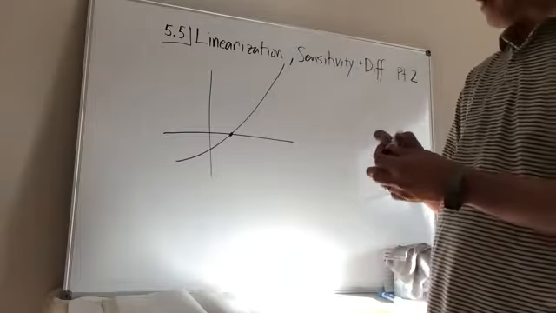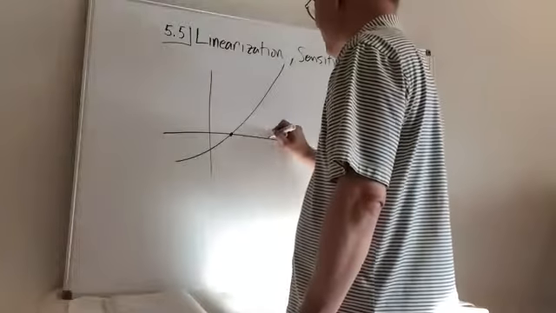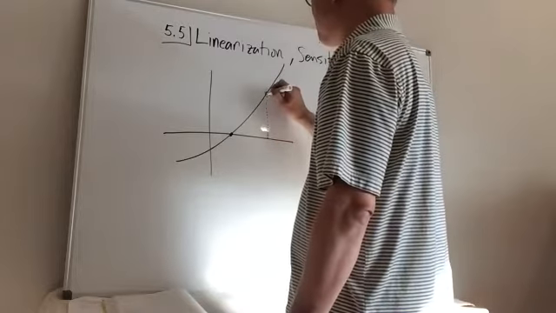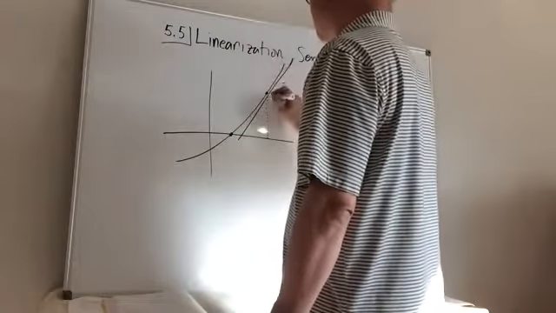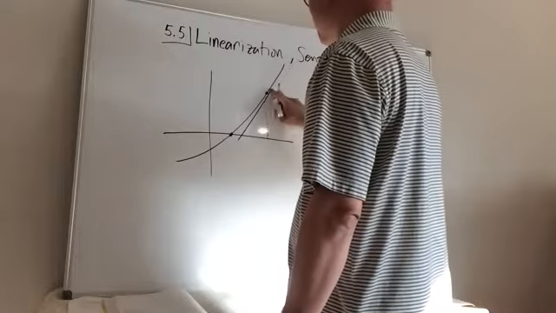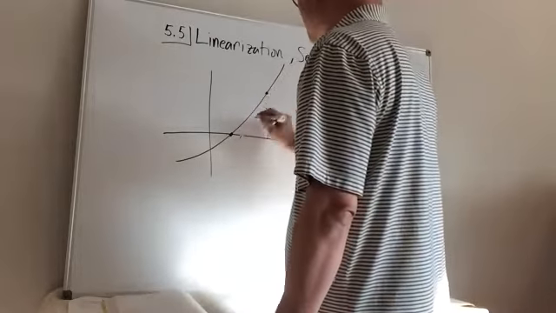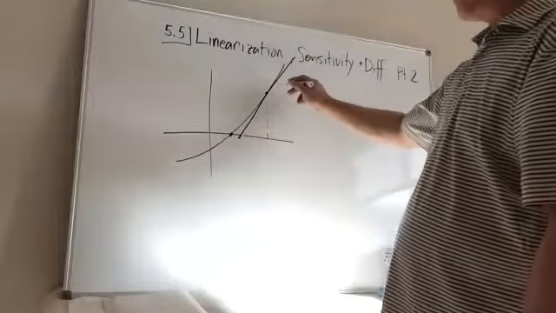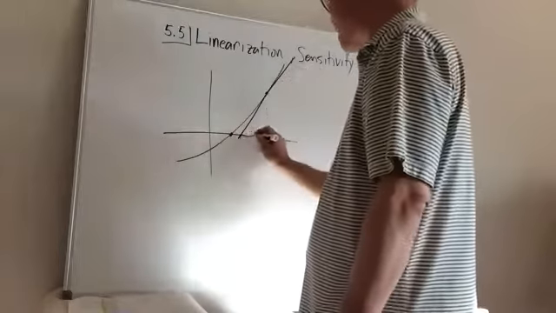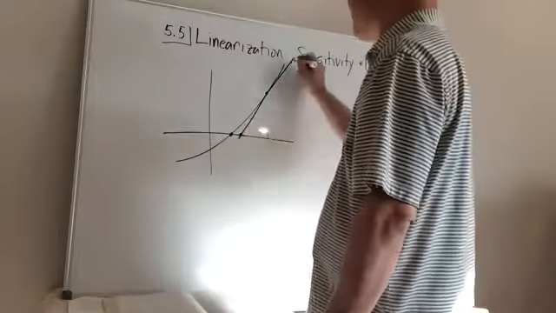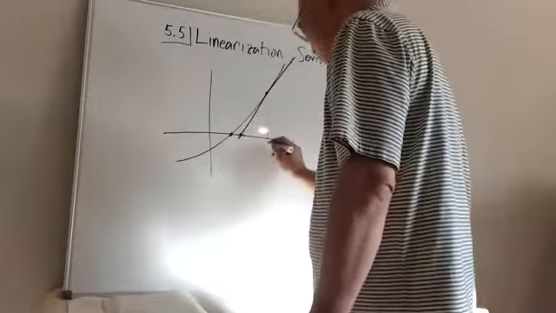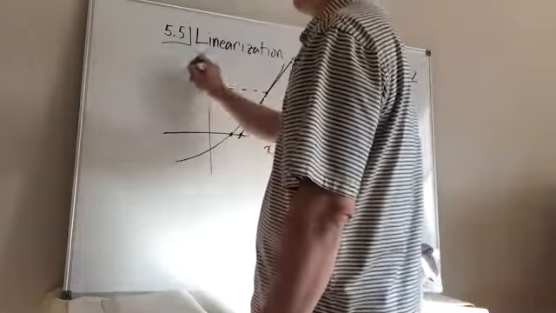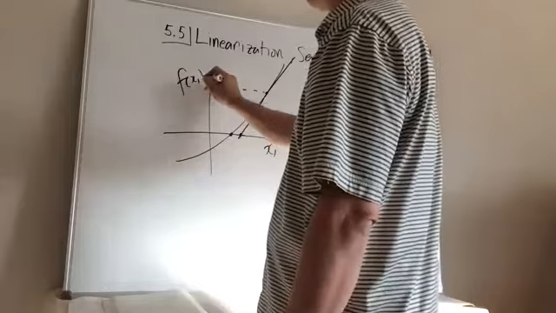Newton found that if I start with a guess here, and that was not good, I can find the tangent line at that point. Then I find where that meets the x-axis, because I can find this. We'll call this x1. This is f of x1.